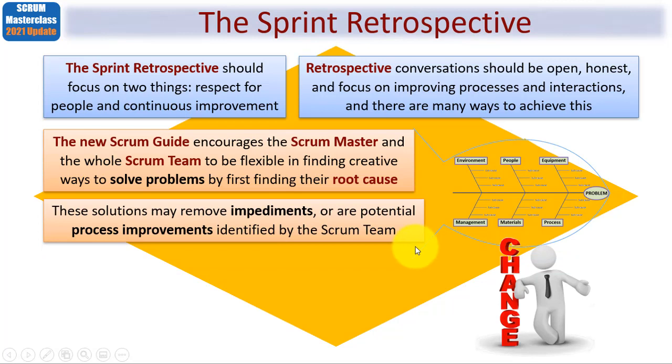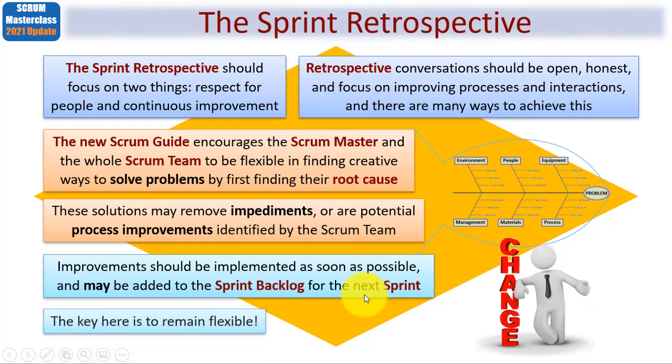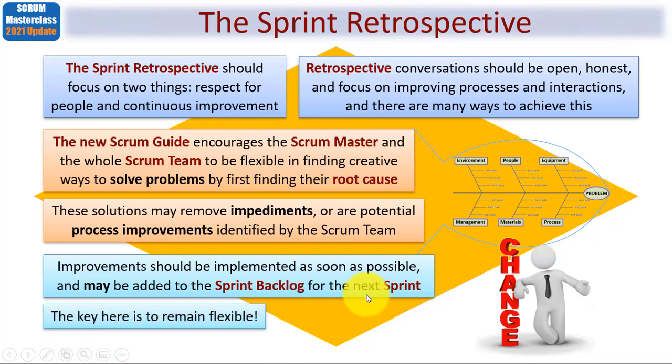And these solutions may remove impediments or are potential process improvements as identified by the whole Scrum team. And such improvements should be implemented as soon as possible and may be added to the sprint backlog for the next sprint. Yes, do you remember those features prioritised in the sprint backlog? Some of those might be requirements from the users or customers, if you will, but other features needing work on could be fixes to problems or enhancements, and this would be one example of such a situation. The key, however, here is to remain flexible.